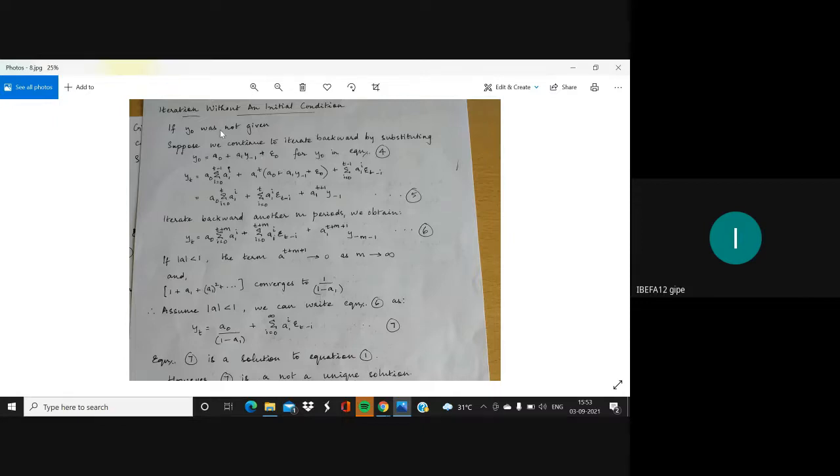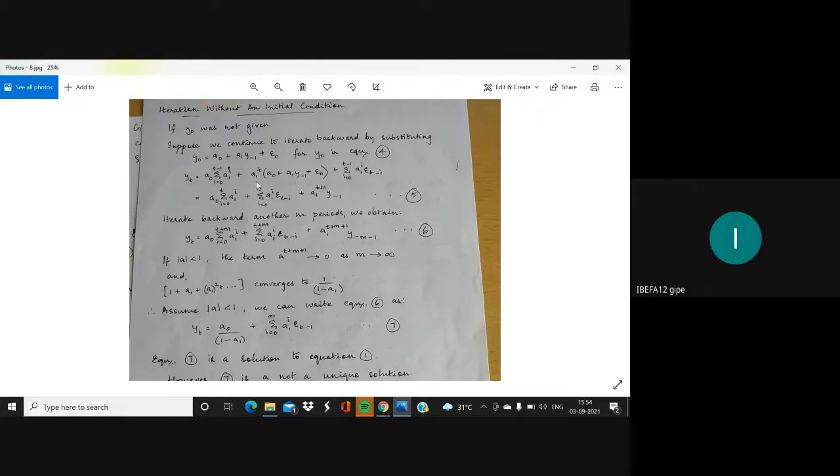But in this case, if you do not have an initial condition, then what you will find is that no matter how far back you go, or how many times you try to iterate forward, you will not be able to reach a conclusion or a solution. So now suppose we continue to iterate backward by substituting for y0. y0 is equal to a0 plus a1 y minus 1, since you're assuming t is equal to 0, plus e0. This is for y0 in equation 4.